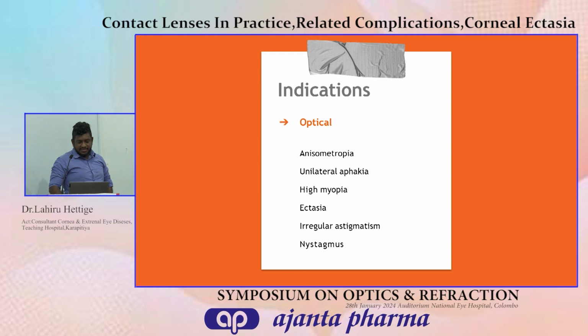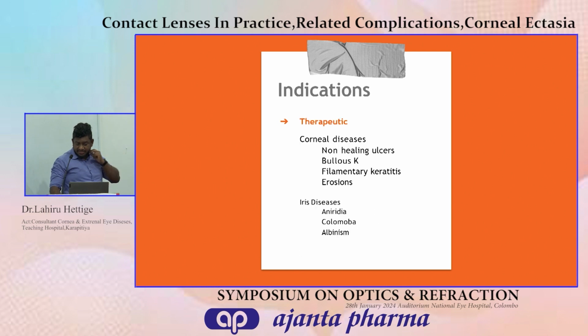As Mr. Lasanta mentioned, indications are mainly optical. You could use them for anisometropia, aphakia, high myopia, ectasia, and astigmatism. Other than these optical indications, there are some therapeutic indications as well, like corneal diseases such as bullous keratopathy, filamentary keratitis, erosions, and some of the non-healing ulcers. Then it could be used in aniridia and albinism. In those conditions, it could be used as therapeutic contact lenses.